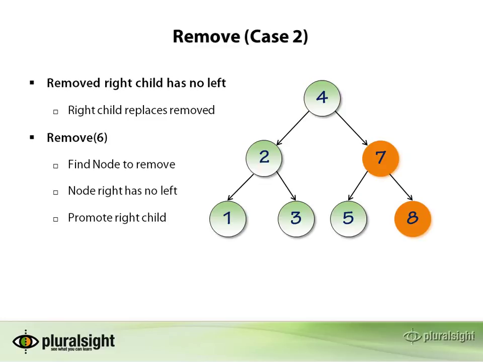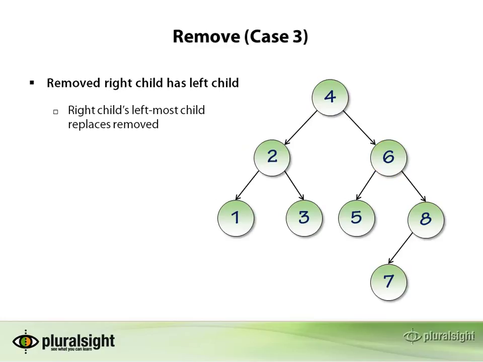And again, this works because we haven't broken the invariant structure of the tree. We know that everything to the right of 7 is going to be greater than 7, and everything to the left will be less than 7. So let's look at the third case. The node we're removing has a right child that has a left child.